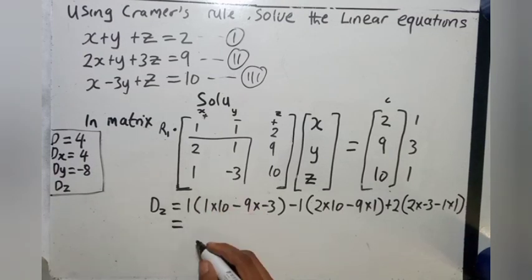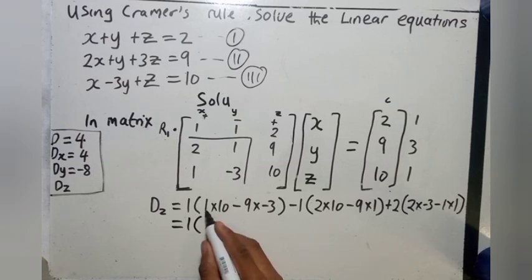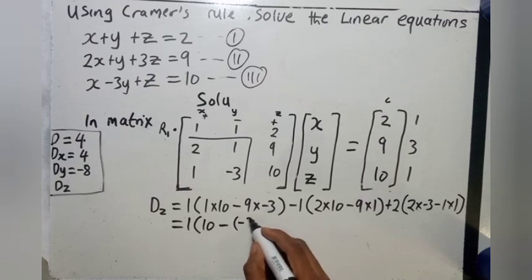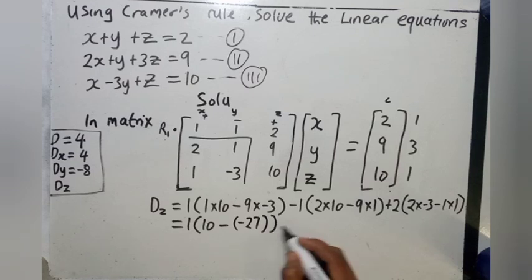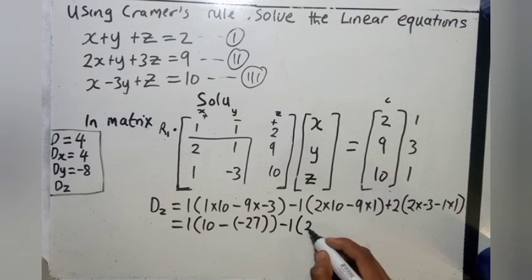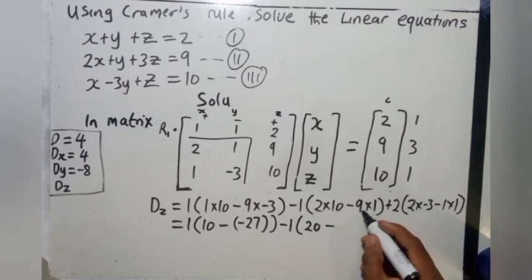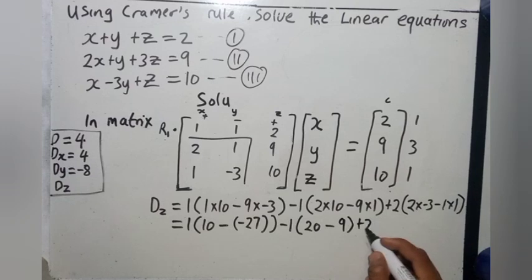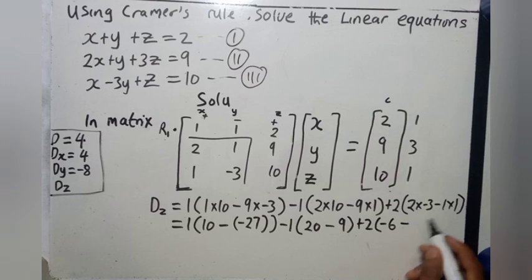Now, for us to get our answer, we have 1 bracket. 1 times 10 is what? 10. Minus 9 times minus 3 is what? Minus 27. Minus 1. 2 times 10 is what? 20. Minus 9 times 1 is what? 9. Plus 2. 2 times minus 3 is what? Minus 6. Minus 1 times 1 is what? 1.